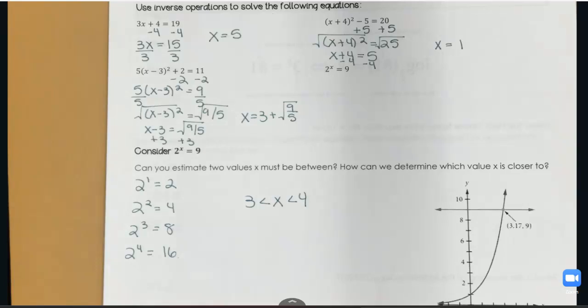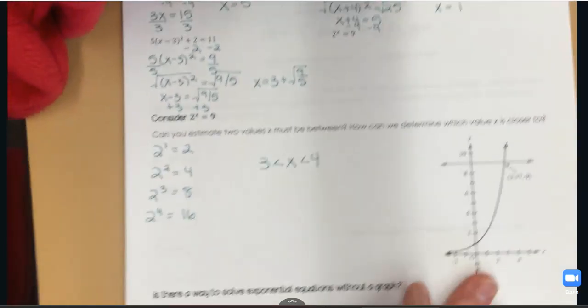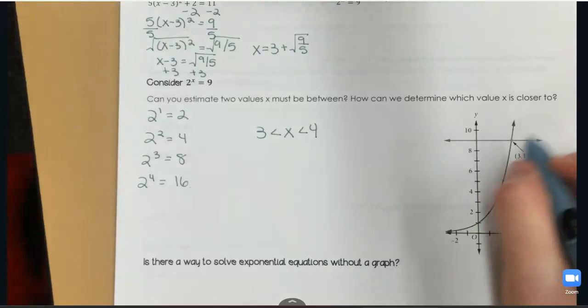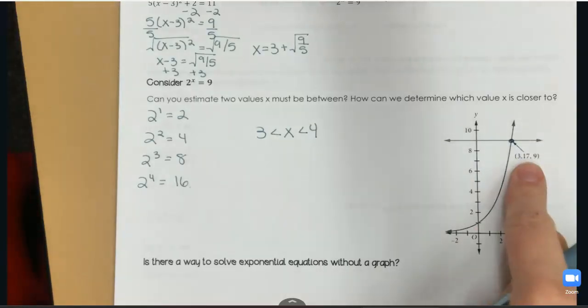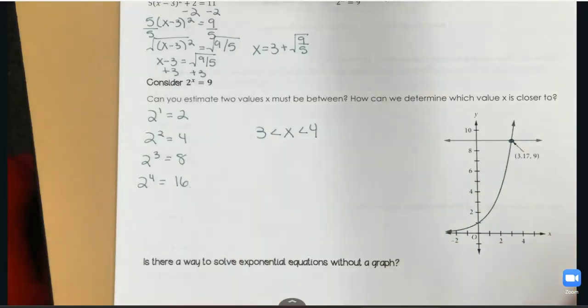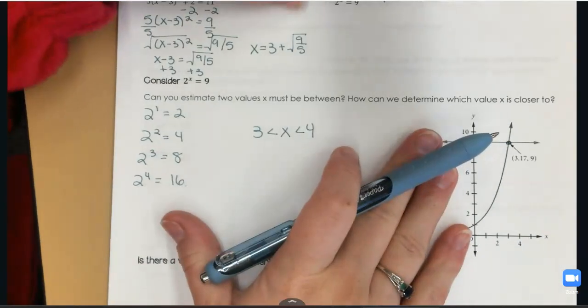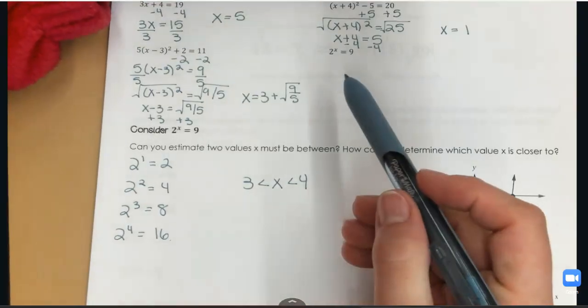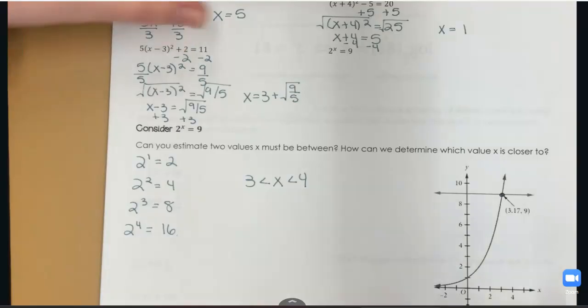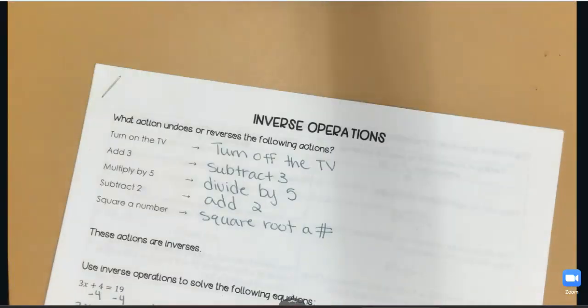Okay, how can I find it exactly? Well, what if I graph it? I could graph 2 to the x and y equals 9 and look for where they intersect, and that's at about 3.17, and that does match my estimation between 3 and 4. But is there a way that I could find the exact answer without graphing? Like, how could I solve this algebraic equation? I need an inverse operation for exponentiating. We do have one. It is called a logarithm.